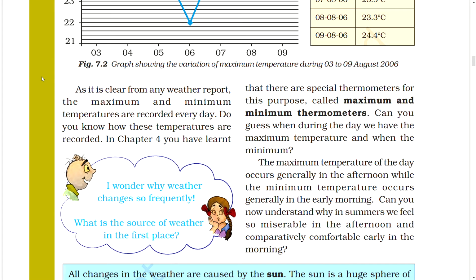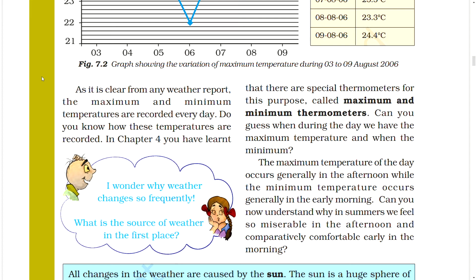As it is clear from any weather report, the maximum and minimum temperatures are recorded every day. Do you know how these temperatures are recorded? In chapter 4, you have learned that there are special thermometers for this purpose called maximum and minimum thermometers. I wonder why weather changes so frequently. What is the source of weather in the first place?